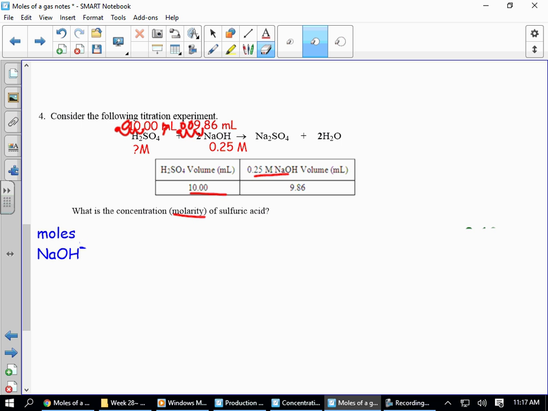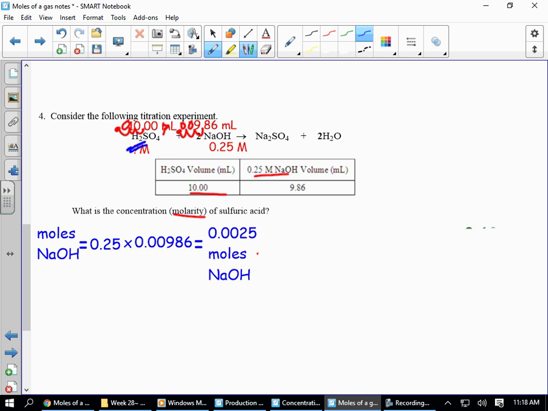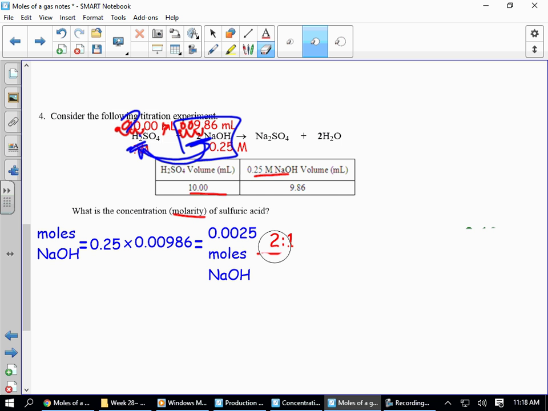Alright, so the first thing I know the most about is moles of sodium hydroxide. I'm going to do its molarity times its volume in liters, and you get 0.0025 moles of NaOH. Now, we have a 2 to 1 mole ratio, I know this, my question mark is here, so I'm going to divide that number by 2. And I kind of rounded this. You can keep it out if you would like.